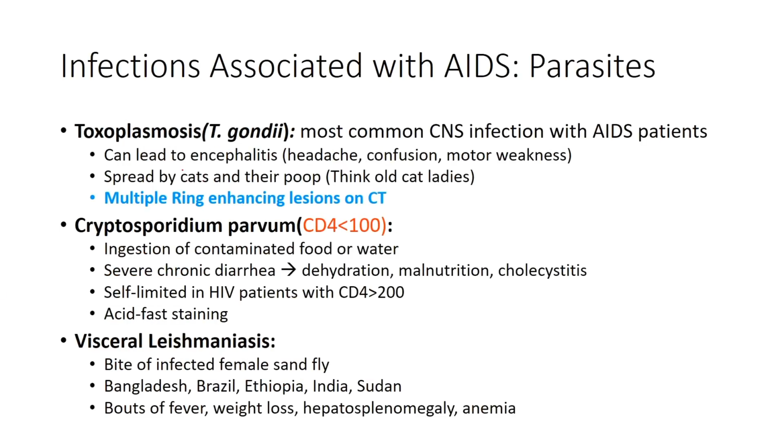So toxoplasmosis, this is Toxoplasma gondii, is the most common CNS infection with AIDS. And it can lead to encephalitis, like headache, confusion, motor weakness. It's spread via cats and their poop. And so just think, crazy cat ladies, or think old cat ladies. What happens is on CT, we can actually see ring-enhancing lesions.